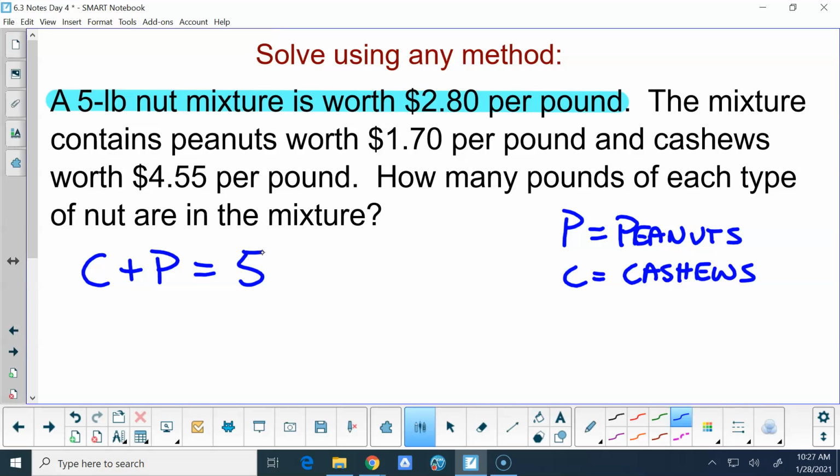$14. How'd we get 14? There's 5 pounds. Each pound is worth $2.80. So the total is $14. Okay? So my second equation is going to equal $14. Each pound of cashews is worth how much? $4.55. Each pound of peanuts is worth how much? $1.70. There's my 2 equations. Okay?